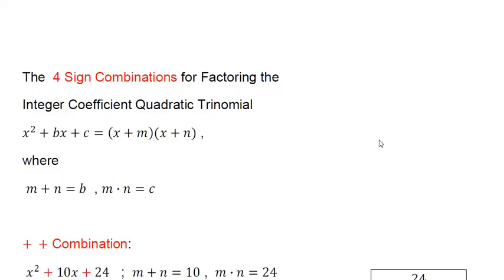Let's take a look at the four sign combinations for factoring the integer coefficient quadratic trinomial x squared plus bx plus c as the product of linear factors x plus m and x plus n, where m and n are integers having the sum b and the product c.